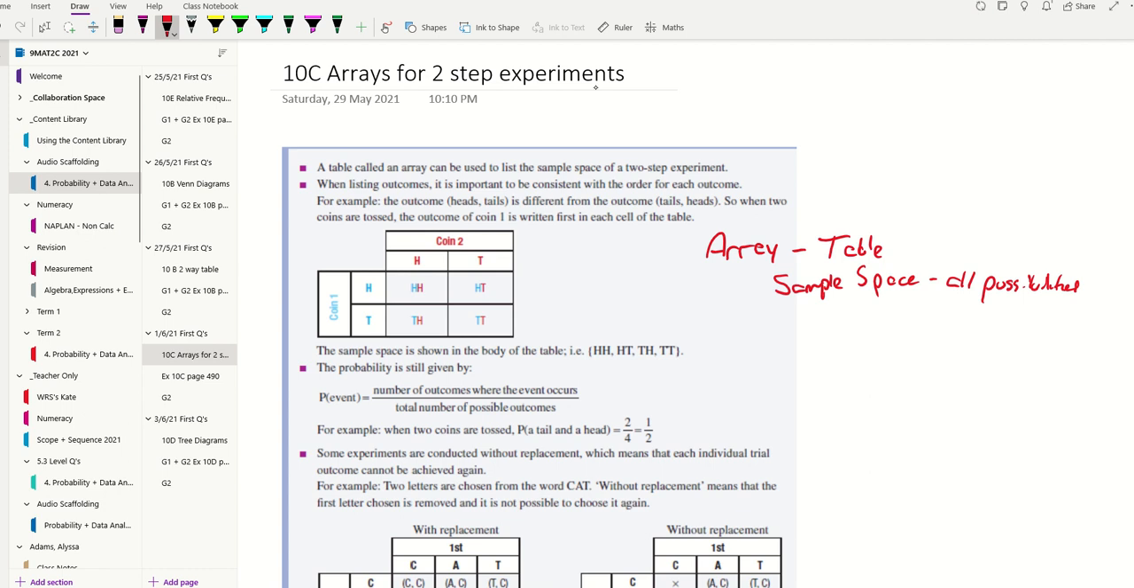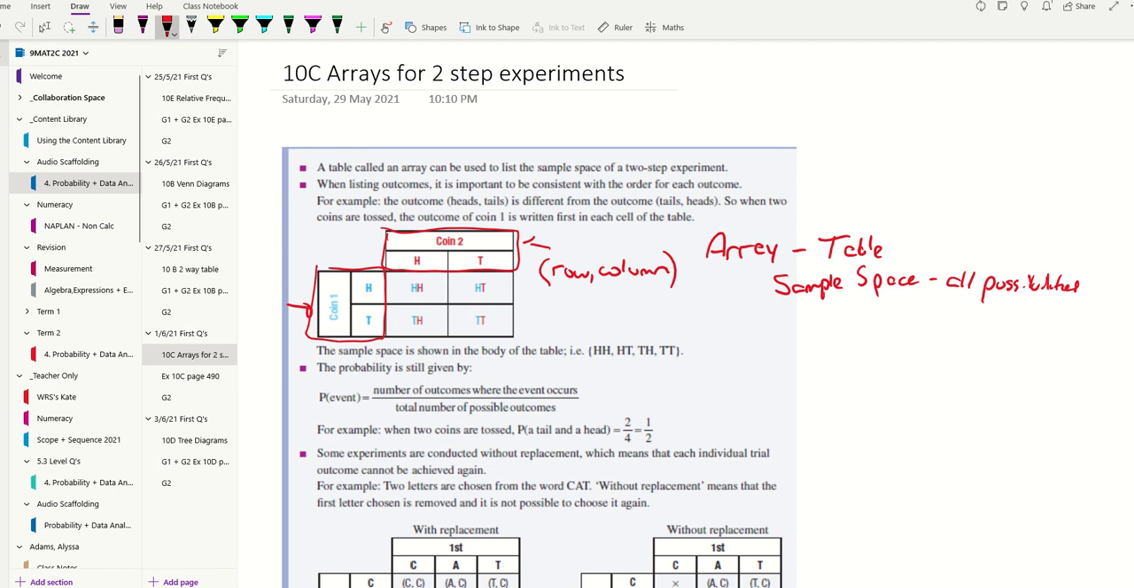So when two coins are tossed, the outcome of coin one is written first in each cell of the table. So what that means for us here, we can see, is that our first toss goes in our rows, and our second toss, our second coin, goes in our columns. And that is because, in maths, it's very usual, not just in maths, but in everything, if you're talking about Excel, etc., that we have our row first and then we have our column second. That is used in spreadsheets, it's very established. So we're going to put our first experiment in our rows and our second one in the columns.